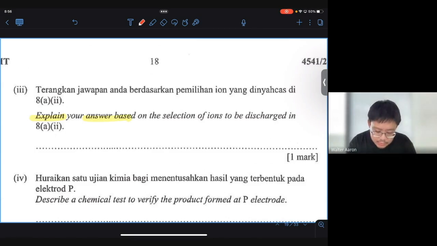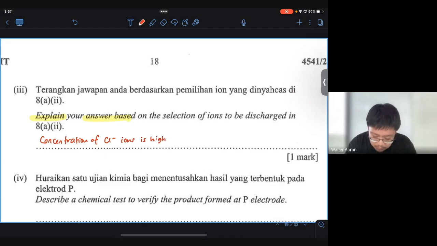So you can put there: concentration of chloride ions is higher compared to OH minus ions.